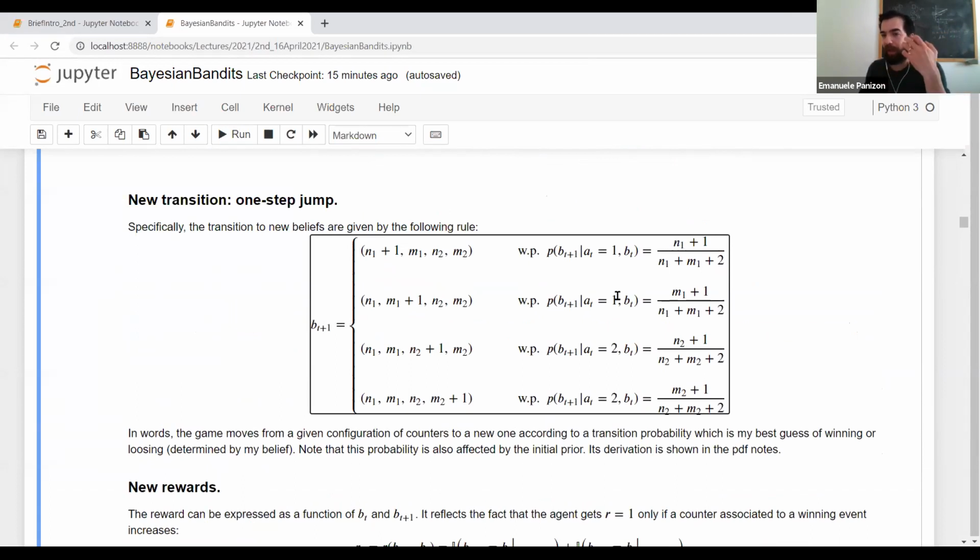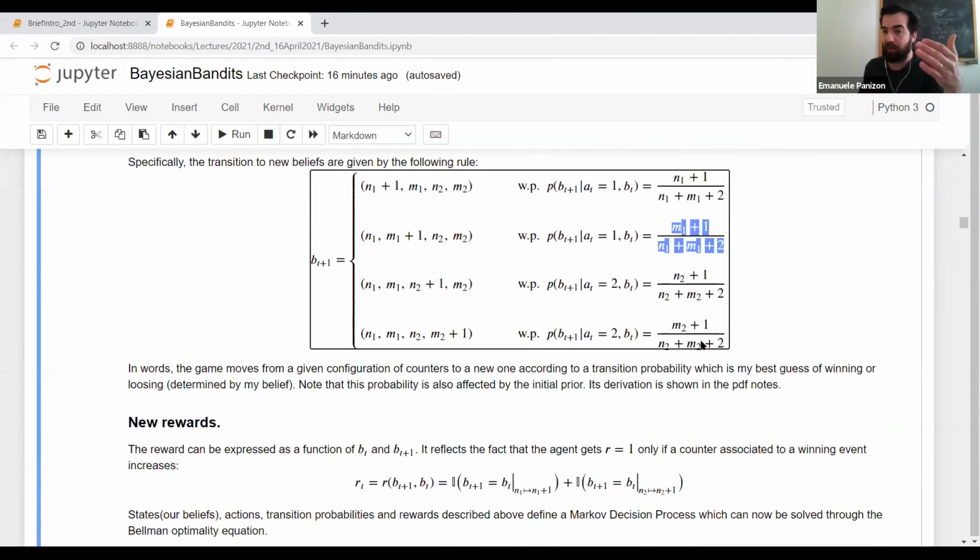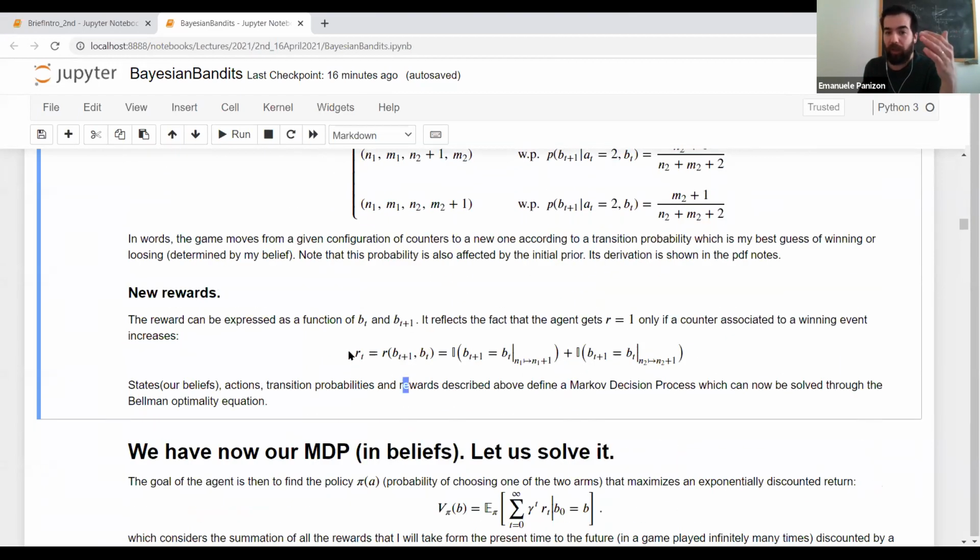So if I'm in a state of belief described by N1, M1, N2, M2, my probability of having a success is given by this number here. My probability of having a fail is given by this number here. So of course, the reward function is connected to that. So in a sense, this is my function.